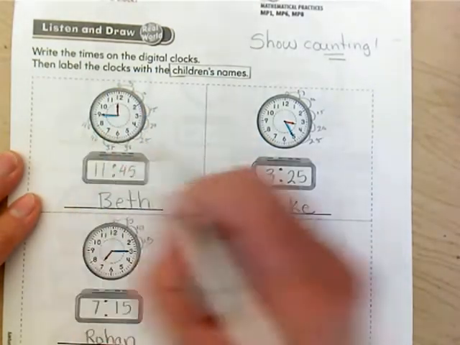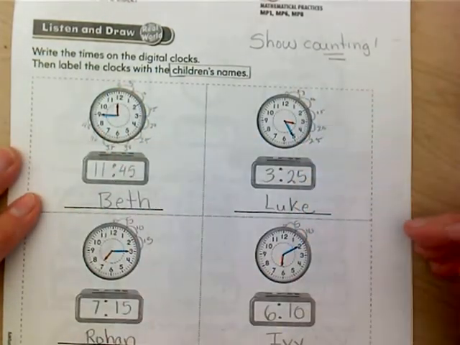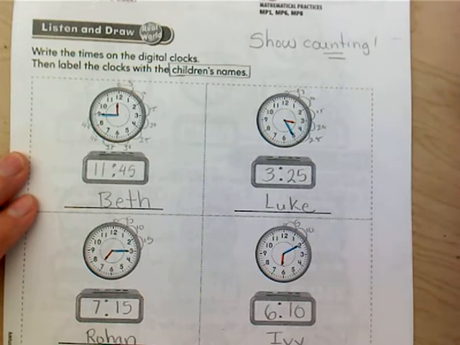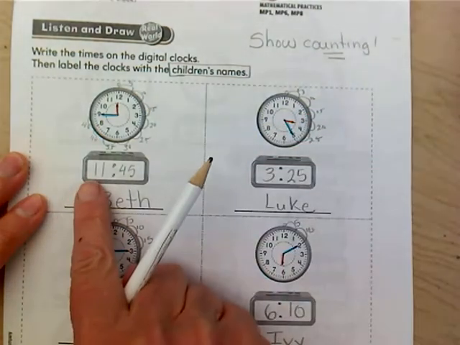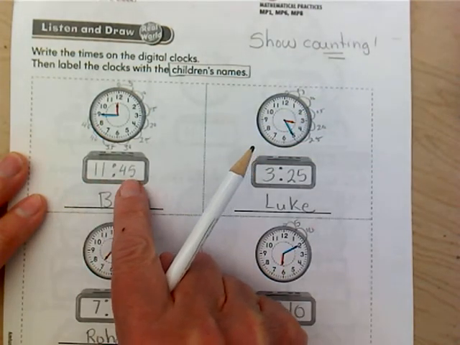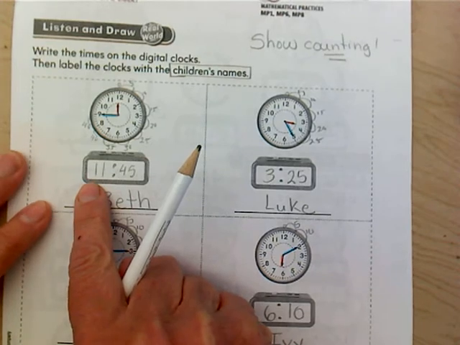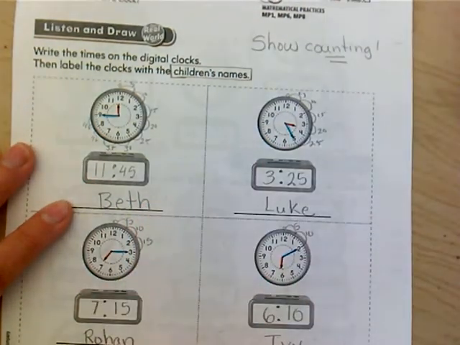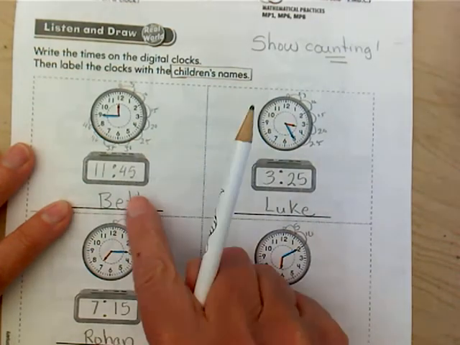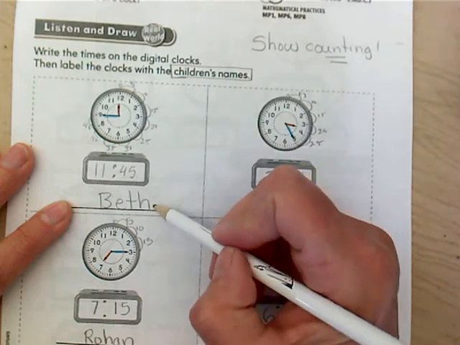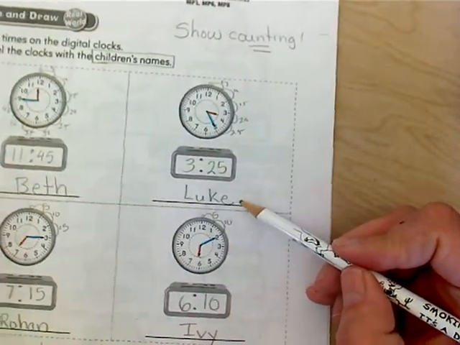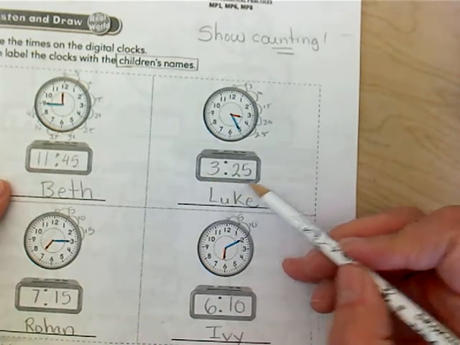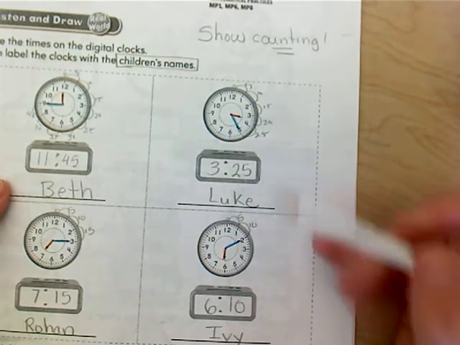I hope you remember to show your counting, and if you need to pause the video and look at my counting, you certainly can. So we had 11:45, or 45 minutes after the hour of 11 o'clock. And Beth was the person who had 11:45. I think Beth at 11:45 was eating her lunch. So Beth needed to be associated with this time. Luke needed to be associated with 3:25, or 25 minutes after 3.